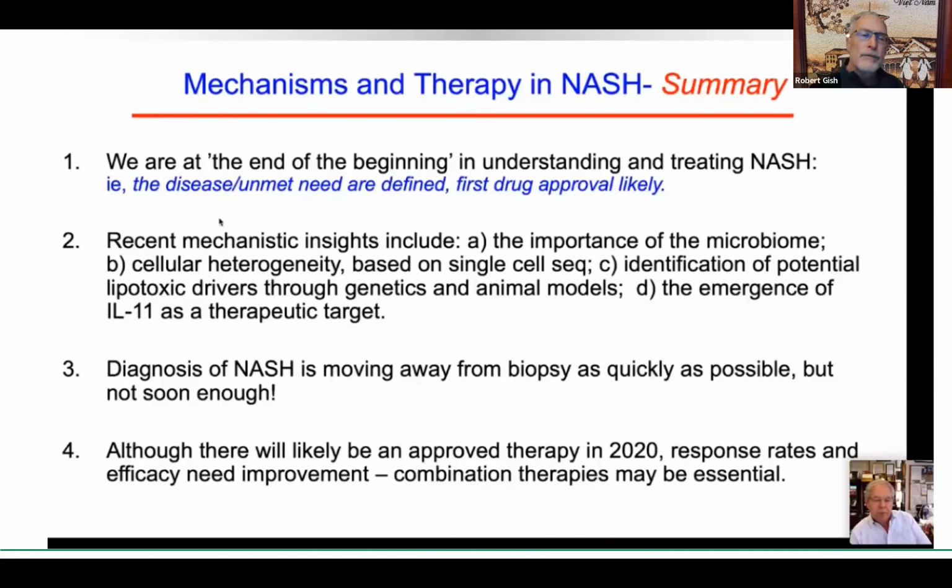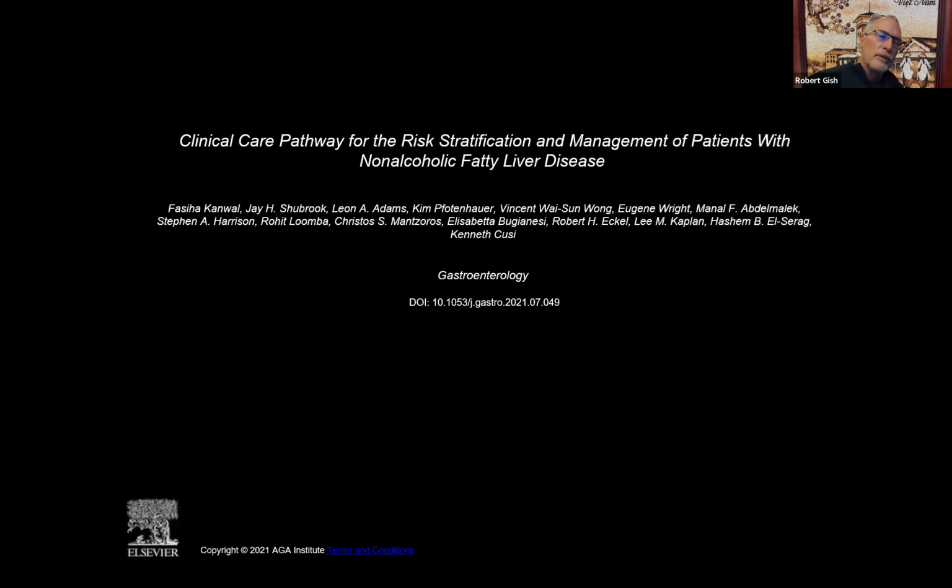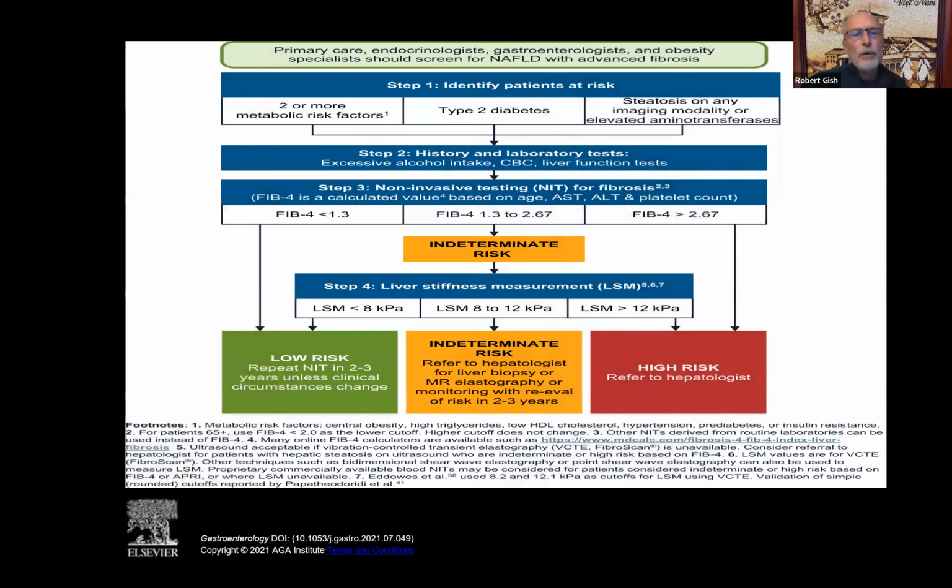It's absolutely critical. The biome, I put all my patients on probiotics. I put them on a vegetarian diet, calorie restricted diet, 6 snacks per day, especially if they're cirrhotic, which helps rebalance catabolism. Don't biopsy. That's rarely done unless you've got a really good reason. This is a clinical care pathway that Kanwal published.